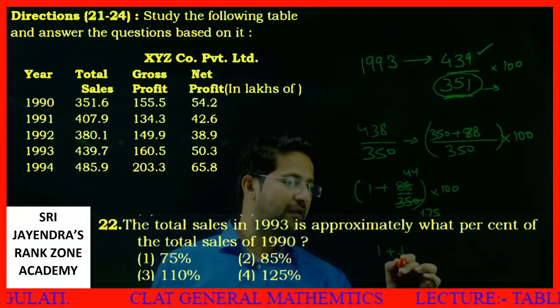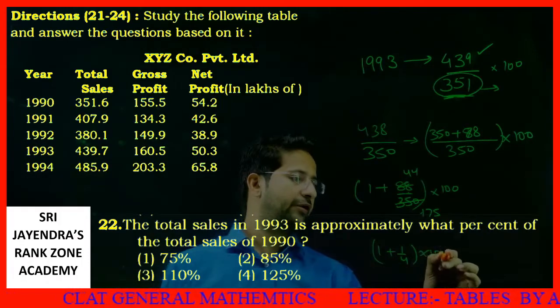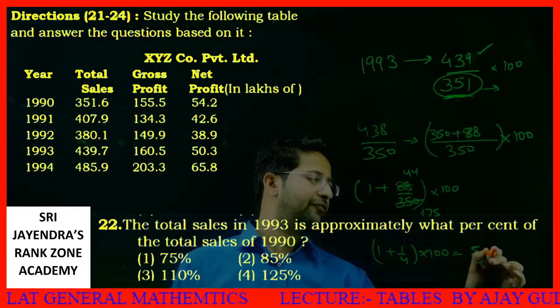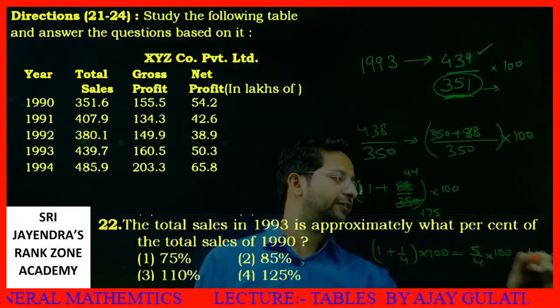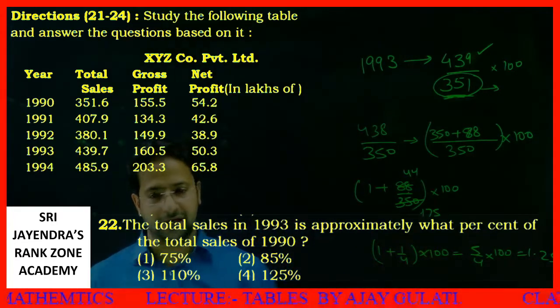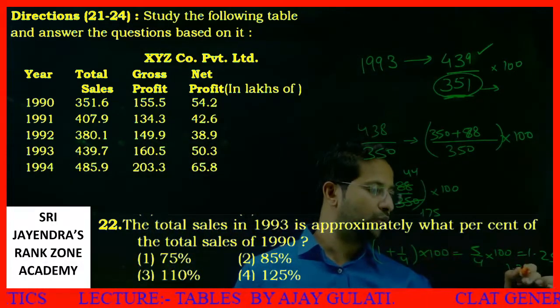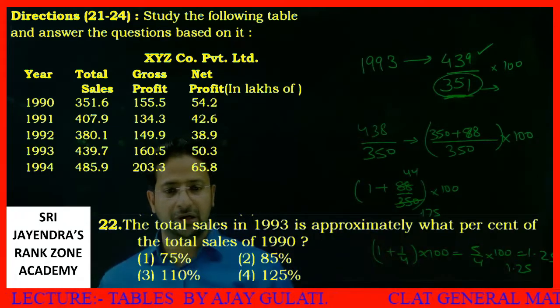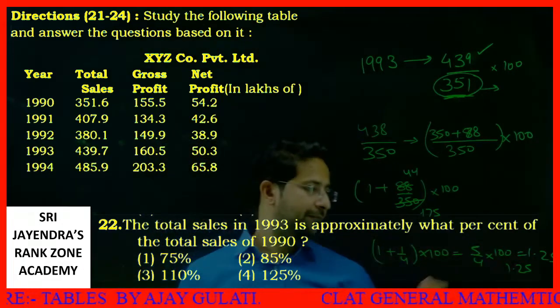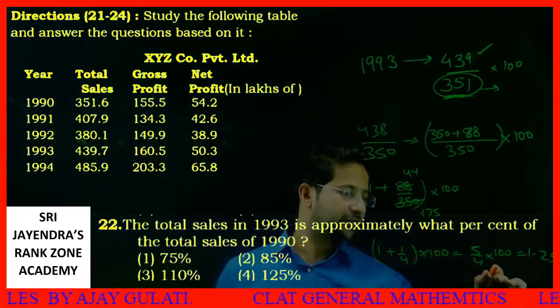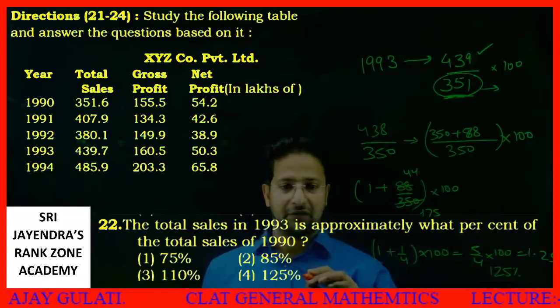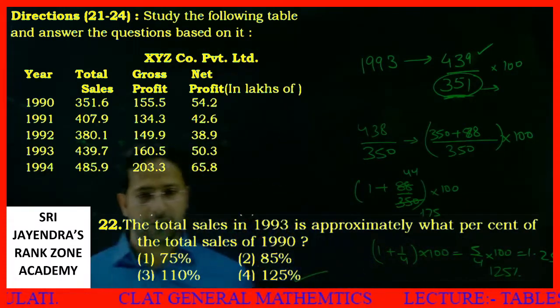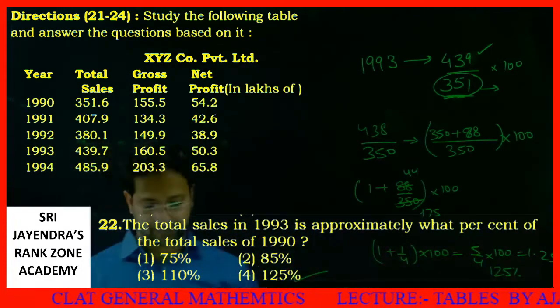1 plus 1 by 4 into 100, or 5 by 4 into 100, that is 1.25 if you want to see it in detail. So your answer is 1.25. Into 100, this becomes 125%. We have this option as our answer. Option number 4. Clear?